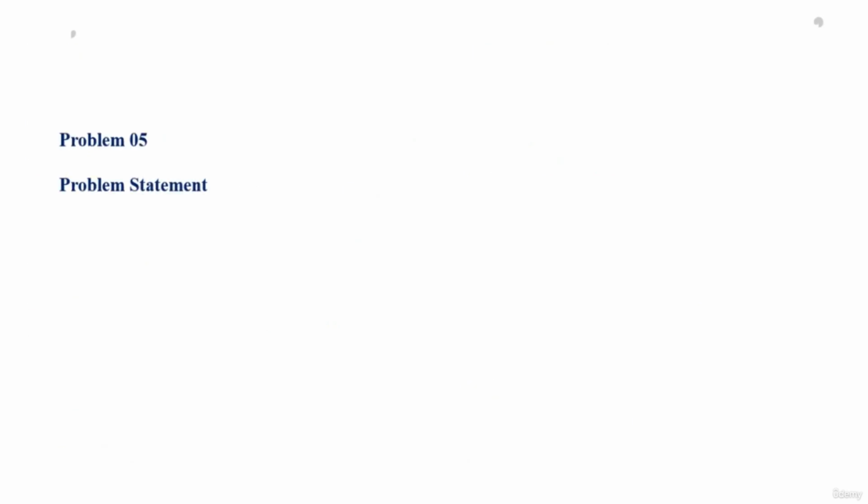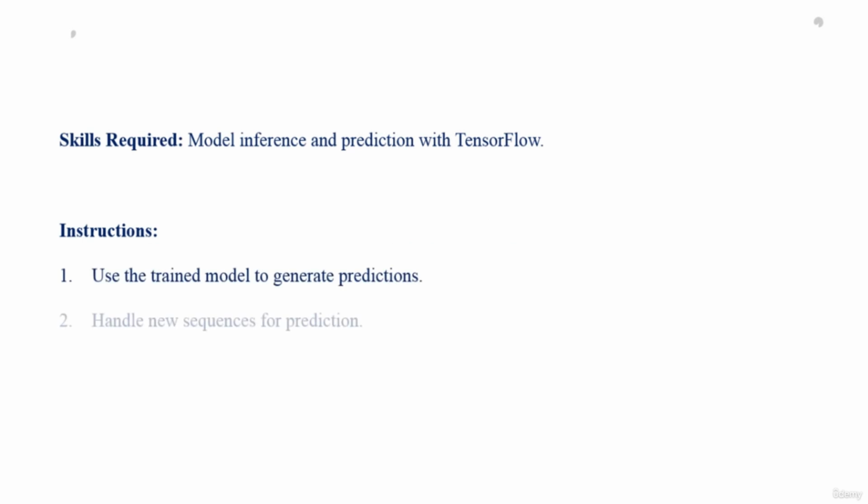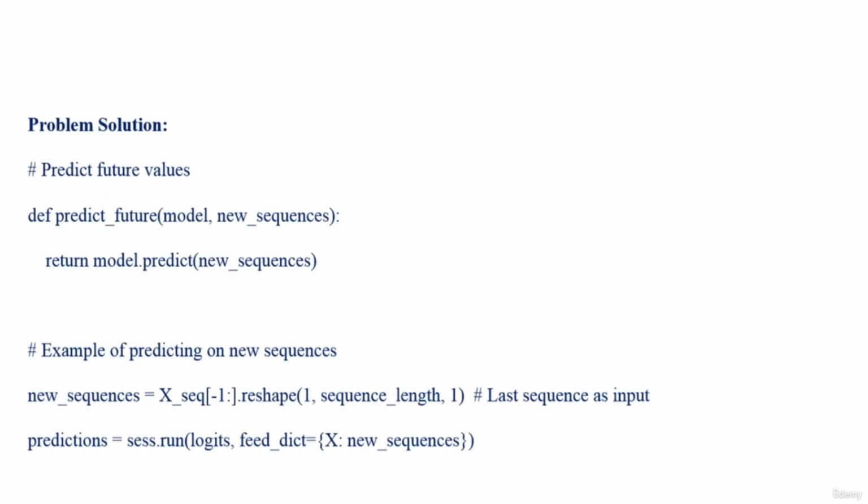Problem 05. Problem statement: use the trained RNN model to make predictions on future data. Skills required: model inference and prediction with TensorFlow. Instructions: use the trained model to generate predictions. Handle new sequences for prediction. Algorithm: feed new sequences to the model. Obtain predictions. How the code is working: the model generates predictions for future values based on the last sequence of the data. Predictions are obtained by feeding new sequences into the trained model.